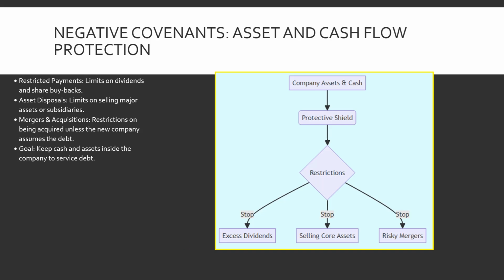So now let's look at this from a visualization perspective, correct? How that works is, for company assets and cash, we place a protective shield here, the negative covenant. This shield creates a restriction as shown in the center, correct?